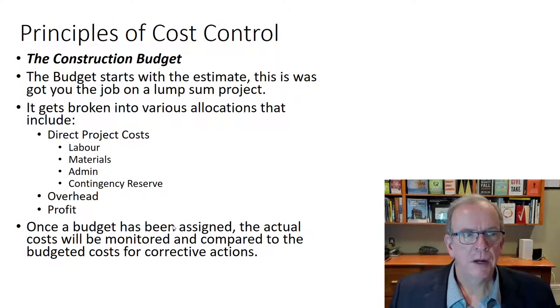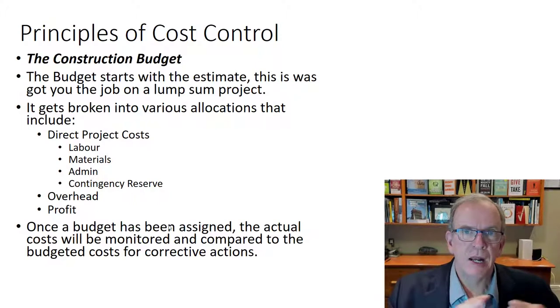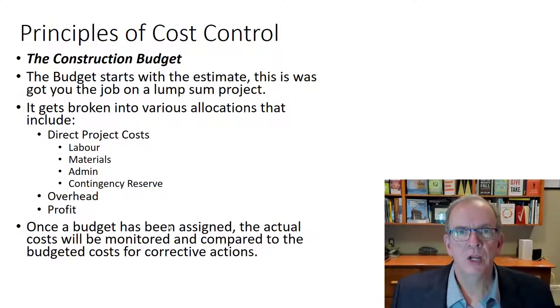So when we think about it, the budget really starts with the estimate. What was the estimate to get this project, and how did we procure the project? And then we want to break that down into stuff that we can actually track. The estimate might have been set up in a certain way, but it may have to be adjusted so that it's more trackable as far as the framework of how the project is going to be constructed. So we have our direct project costs, which would include labor, materials, and the administration of managing the project.